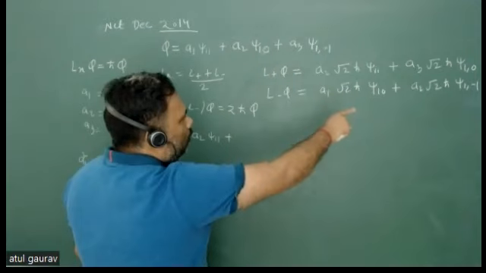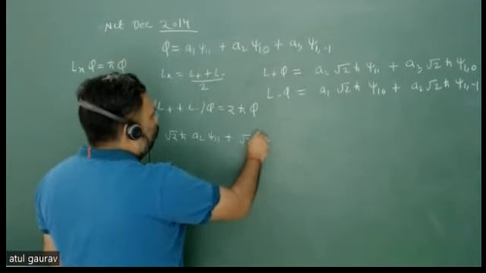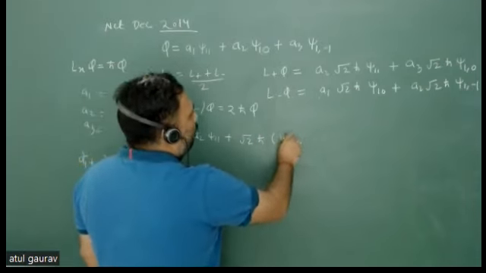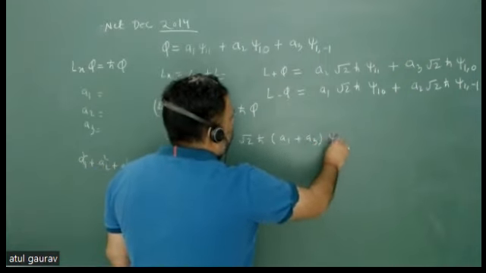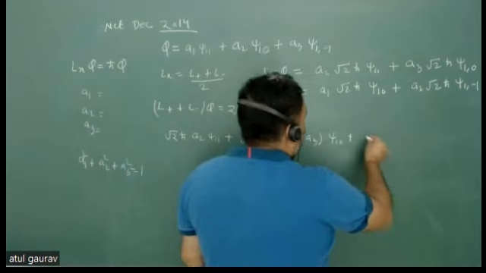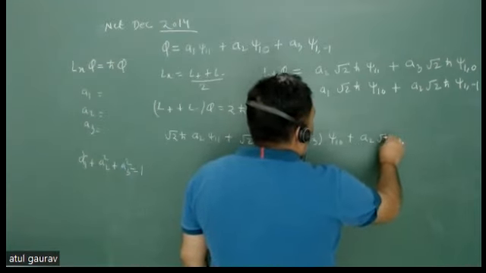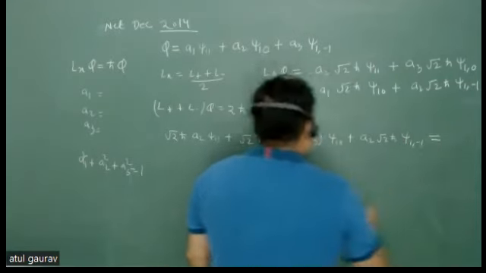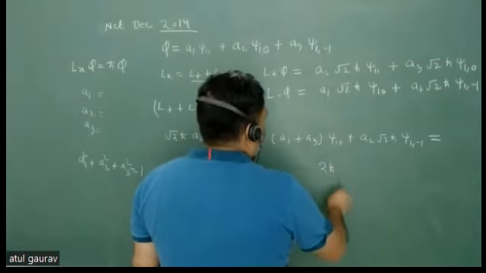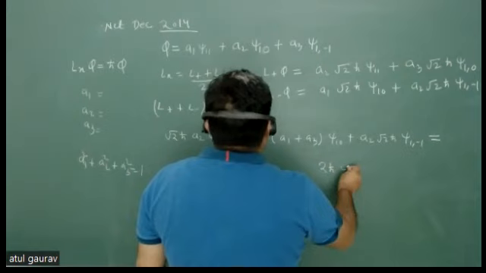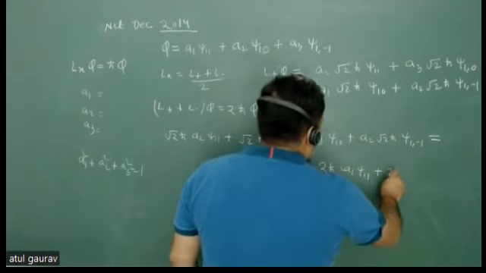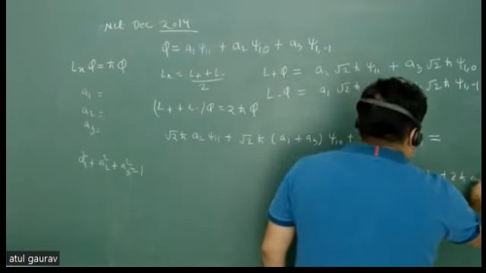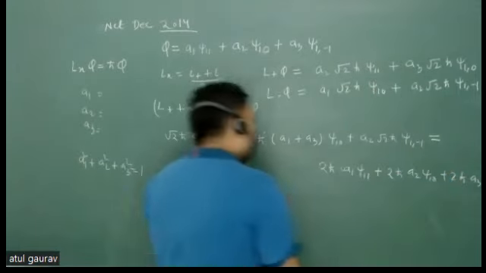And about psi 10, you have two coefficients. What is this particular thing? Root 2 h cat A1 plus A3 psi 10, plus the next one is A2 root 2 h cat psi 1 minus 1. And this is equal to 2 h cat A1 psi 11 plus 2 h cat A2 psi 10 plus 2 h cat A3 psi 1 minus 1.